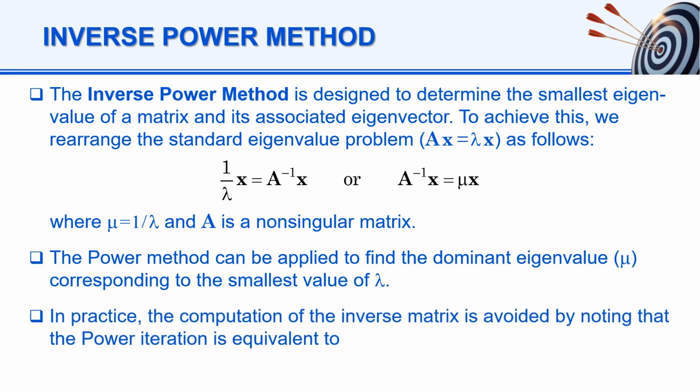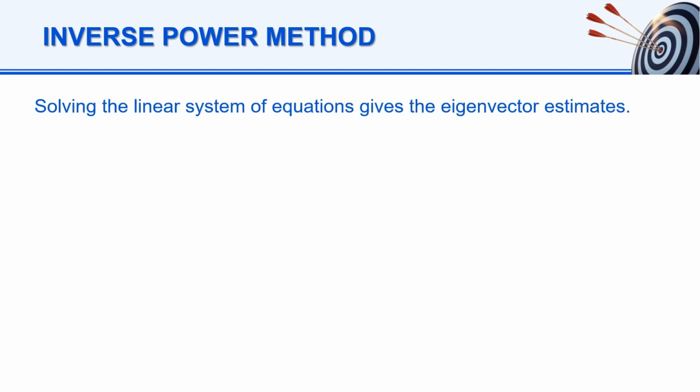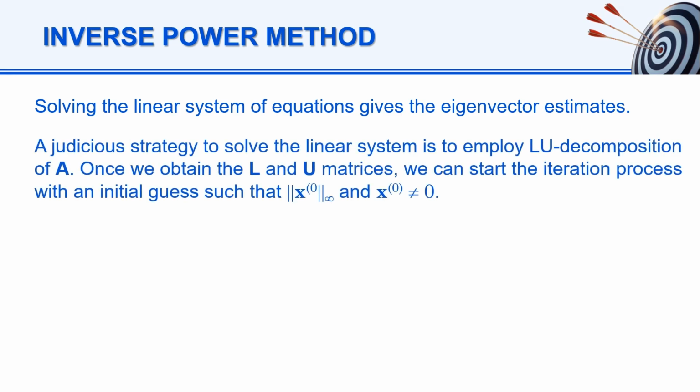In practice, the computation of the inverse matrix is avoided by noting that the power iteration is equivalent to solving the linear system of equations, which gives the eigenvector estimates. A judicious strategy to solve the linear system is to employ LU decomposition of A. Once we obtain the L and U matrices, we can start the iteration process with an initial guess such that the infinity norm of the initial guess is non-zero.